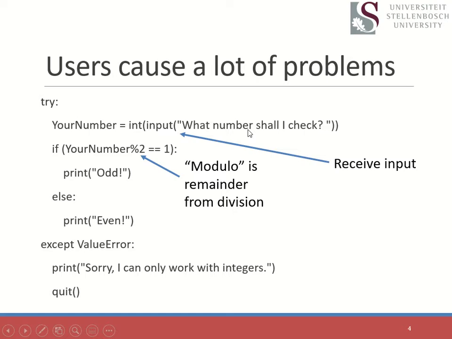So somebody enters a number here, and ideally that number is then returned from the input function. So the user enters a number, that number is returned by input, that number is passed to the integer function, which tries to turn whatever string has been entered by the user into a number. That number in turn is then assigned to be your number.